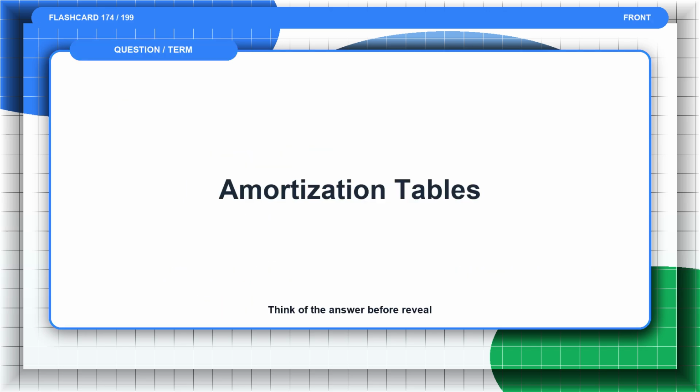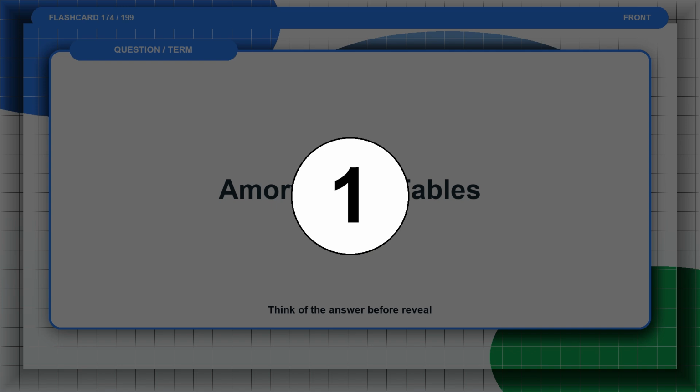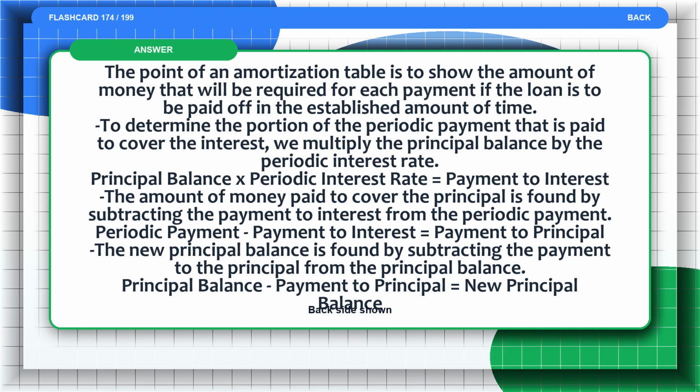Flashcard 174. Amortization tables. Pause and think of the answer before the reveal. The answer is, the point of an amortization table is to show the amount of money that will be required for each payment if the loan is to be paid off in the established amount of time.